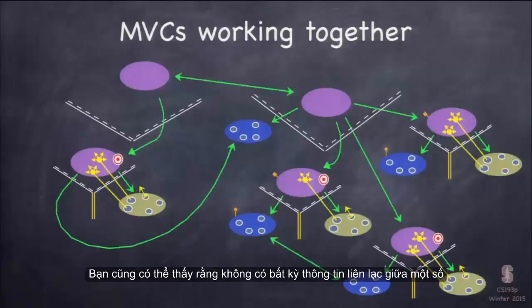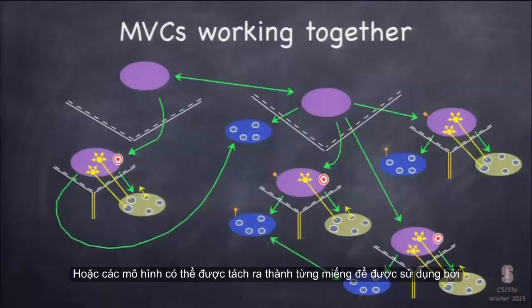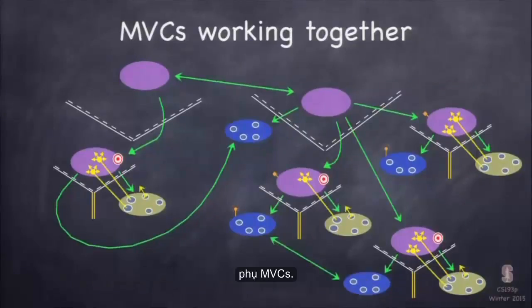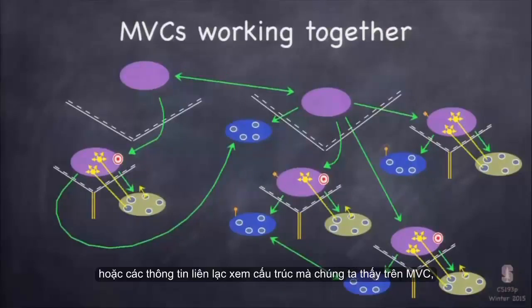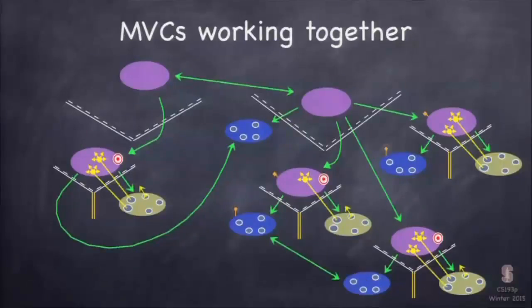You can also see that there are no other arrows except for some of the models. You see some of the models are communicating with each other. A big application might have a single shared model, or the models might be split off into pieces to be used by sub MVCs. But that's the only kind of communication you have there. All other communication is either the structured view communication we saw in the MVC, or it's using MVCs as part of the view of another MVC.